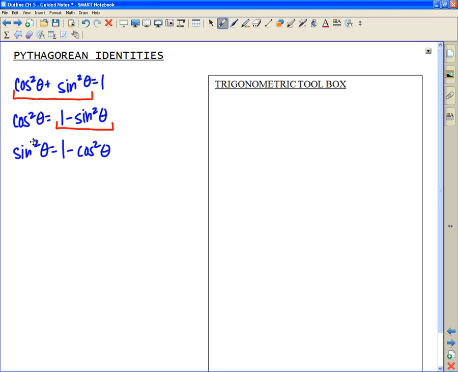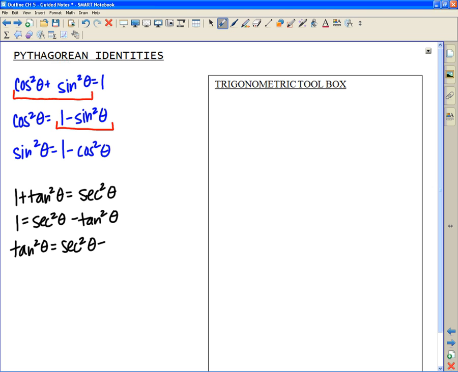We also have 1 plus tangent squared theta equals secant squared theta. Again, that needs to be memorized. We can manipulate these. 1 equals secant squared theta minus tangent squared theta. All I did was subtract tangent squared from both sides of the original. Right now I have secant squared alone, I have the 1 alone, and so I should isolate the tangent squared. Keep that alone. So tangent squared would equal, I need to subtract 1 from both sides, secant squared theta minus 1.